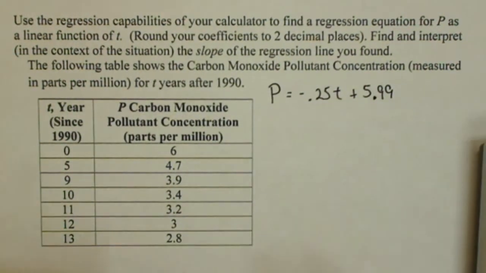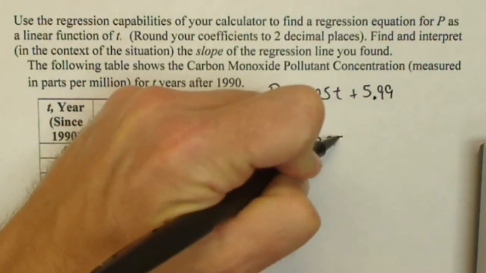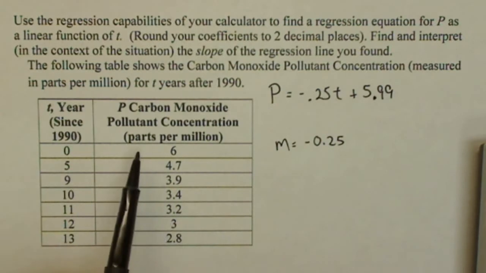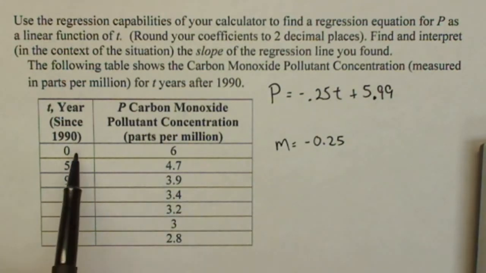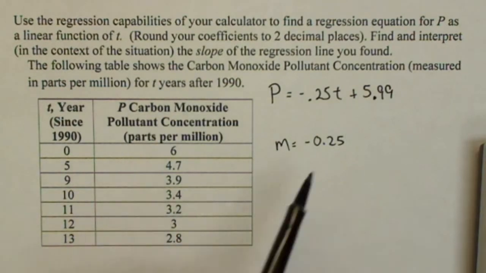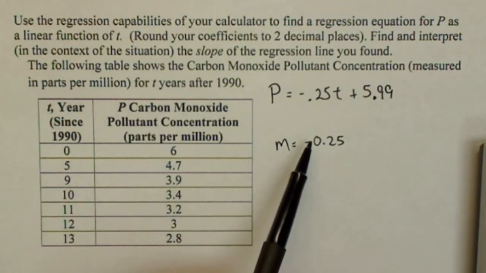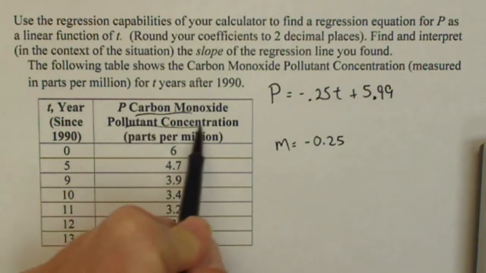Now our slope, m, equals negative 0.25. And if we look at the units on that, it's parts per million of carbon monoxide pollutant concentration per year. So if we want to describe what's going on, it's negative, so that tells us it's decreasing. What is it that's decreasing? The carbon monoxide pollutant concentration.